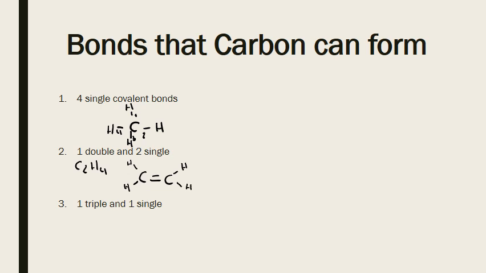It can also form 1 triple and 1 single. So for example, this is the triple bond, so this is 1 triple and 1 single. And remember, carbon can only make 4 bonds, so this is the first, the second, the third, and the fourth. Same for this carbon: the first, the second, the third, and the fourth.